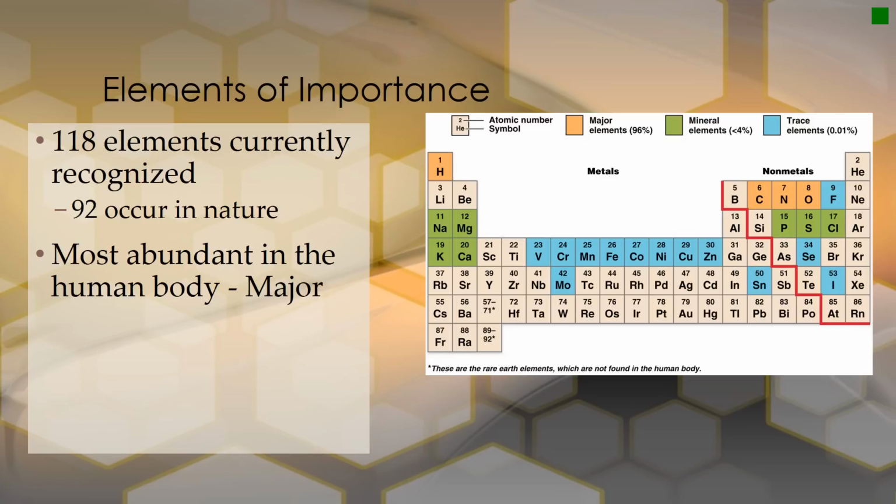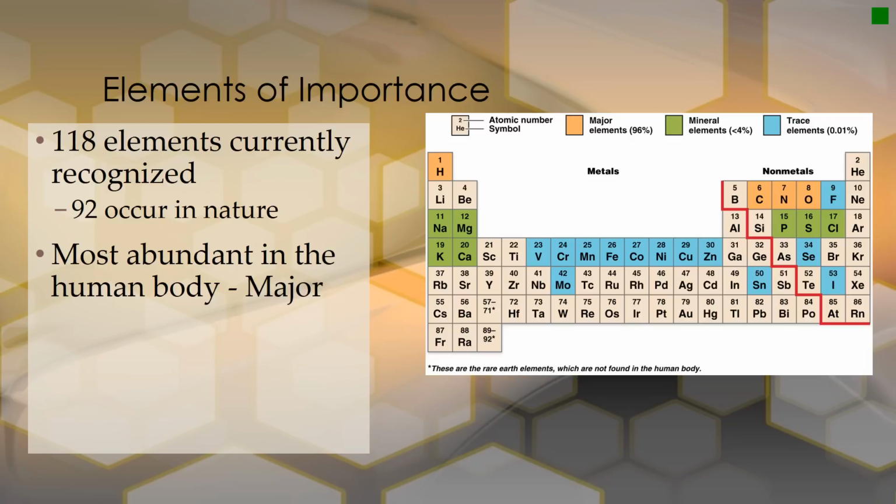Now, when we take a look at the elements of importance, that's going to involve the periodic table. Here we have the periodic table over here on the right side of the screen. This is a simplified periodic table. It only contains some of the known elements. There are actually approximately 118 elements that are currently recognized, but not all of them occur in nature. This periodic table represents the 92 that are found in what we would call natural structures or natural substances, or they occur in nature.